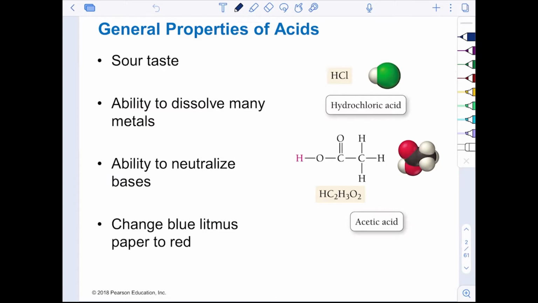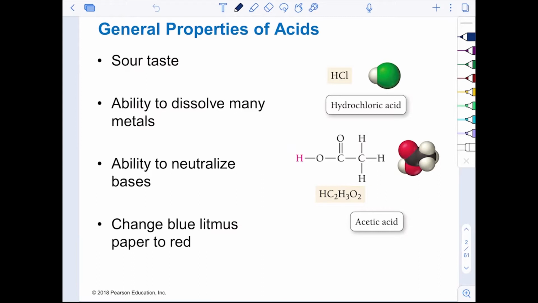Now, acids have some general properties. The first one always makes me laugh: sour taste. Do not taste chemicals, but things that we definitely can think about that we taste that are acidic are things like lemon juice, citric acid, acetic acid, if you drink vinegar, if that's your thing. All of those are acids. Hydrochloric acid is a very strong acid. Y'all maybe have seen that in laboratory as well.